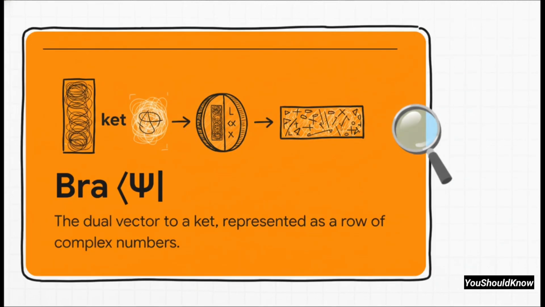Now, every Ket has a partner in crime, the Bra, which is written like this. The Bra is what we call the dual of the Ket. It's pretty simple, really. If the Ket is a column of numbers, the Bra is just its matching row. You can think of them as two sides of the same coin, two different ways of looking at the same quantum state, and each one has a very specific job.